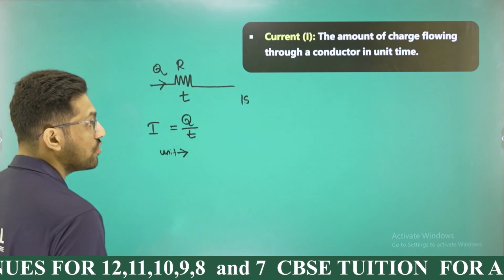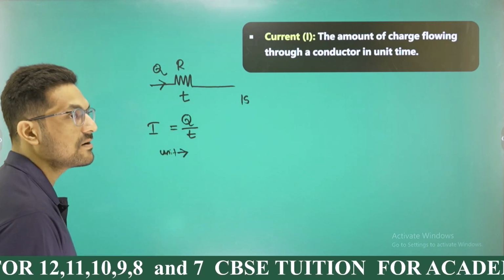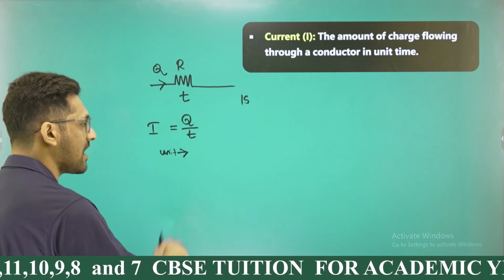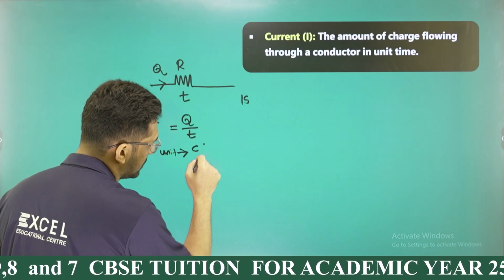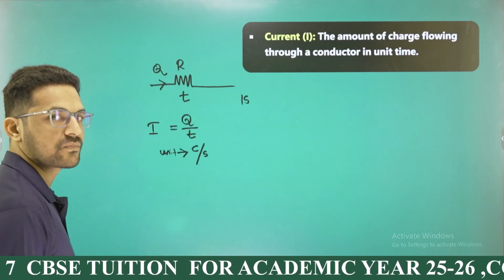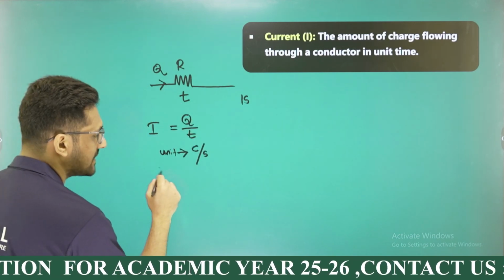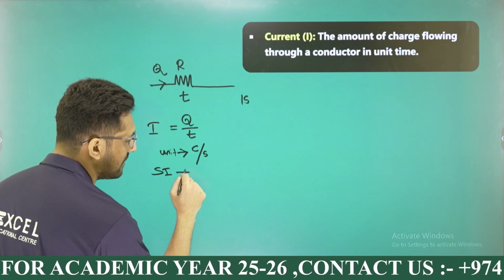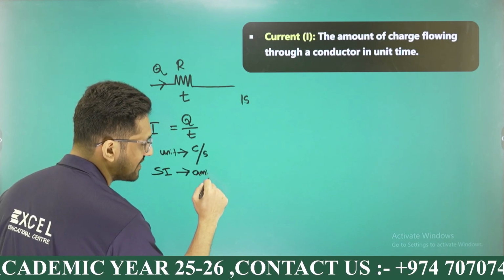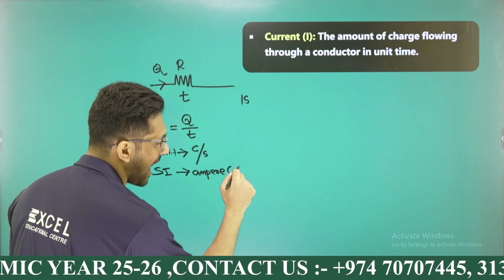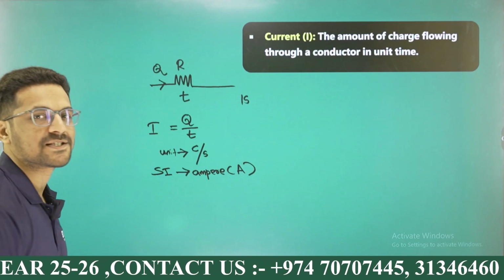Unit of current, charge by time. You can write the unit of current like this, coulomb per second. And what is the SI unit of current? SI unit of current is ampere. Ampere, capital A is the symbol.